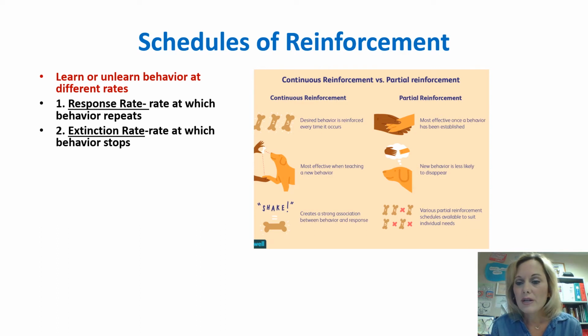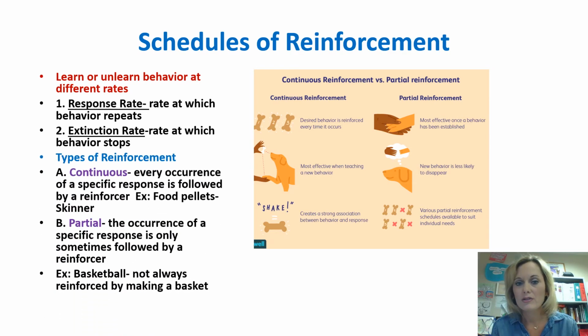Here's what we're going to do next: going over the schedules of reinforcement. Part of your unit project is going to be using these schedules, so that's one other way you're going to reinforce what you know. When we talk about schedules of reinforcement, there's a response rate, the rate at which the behavior repeats, and the extinction rate. I'm going to show you what they're like, so then you can decide in the project what you want to actually use.